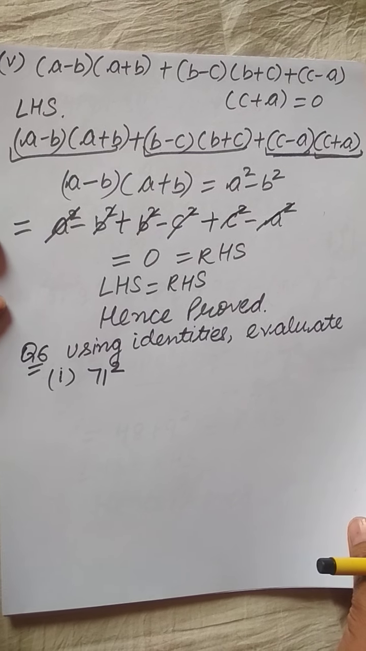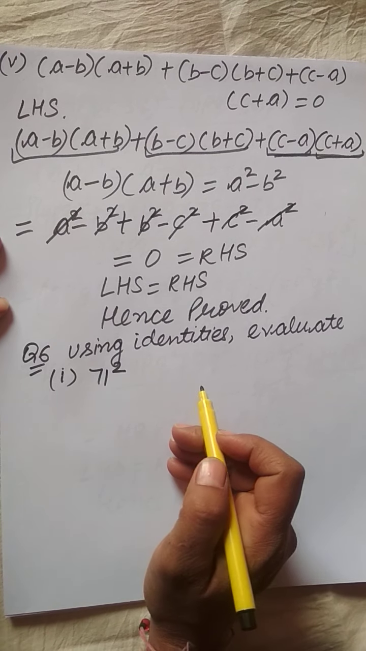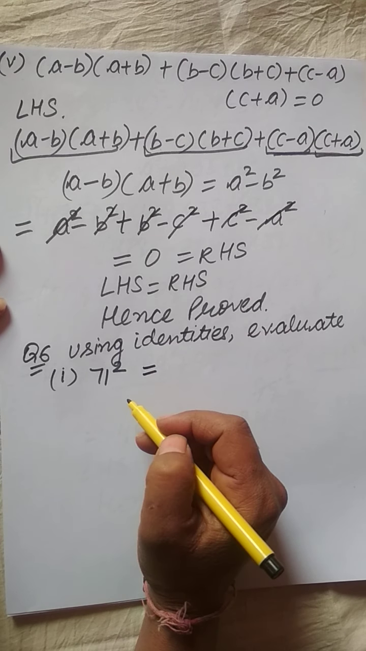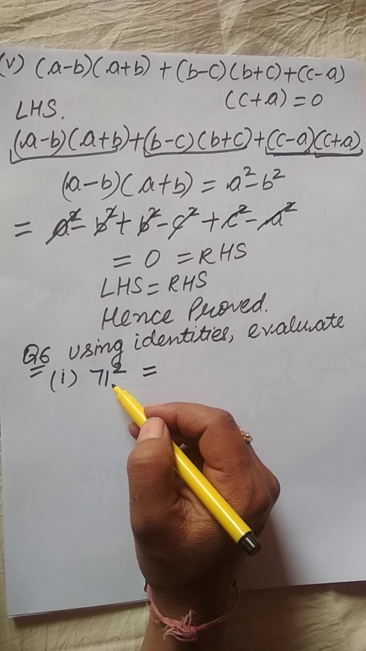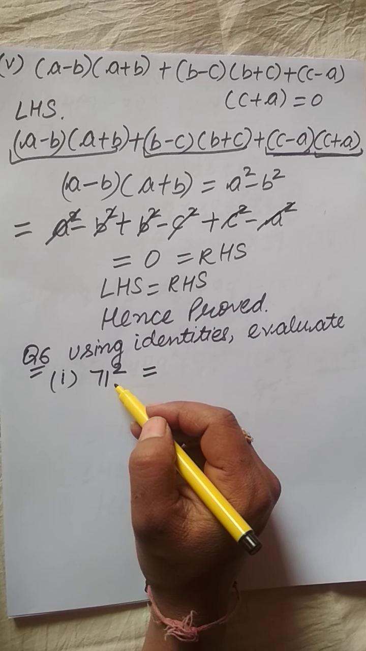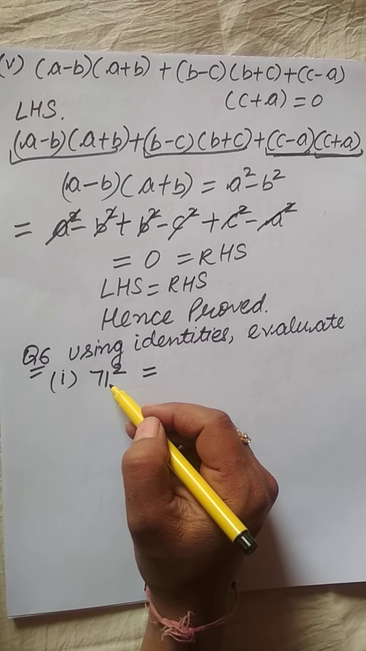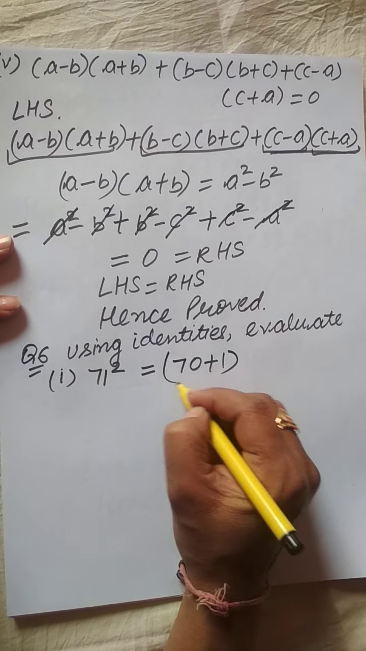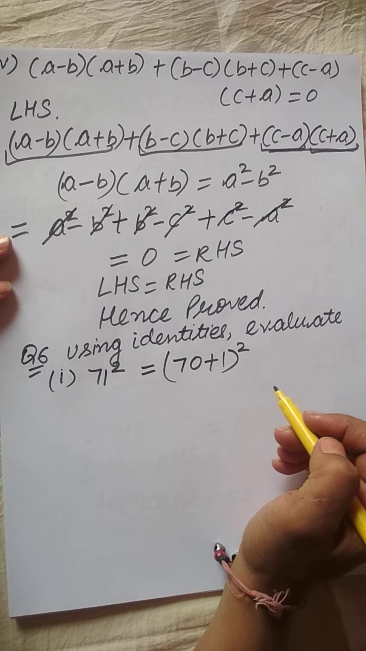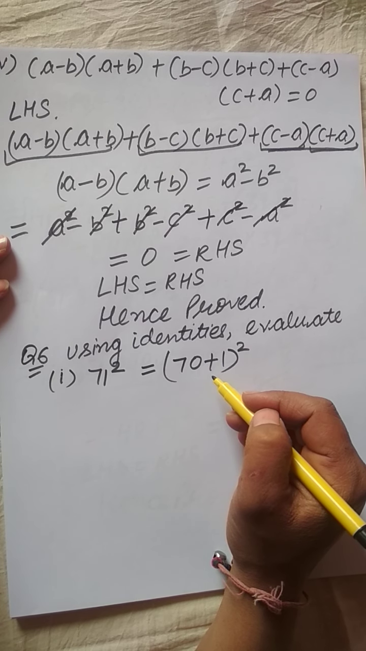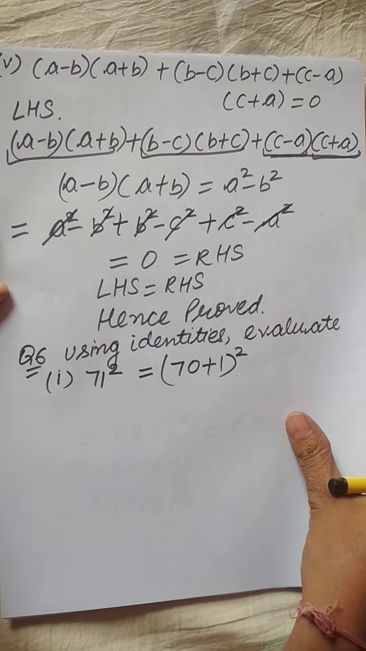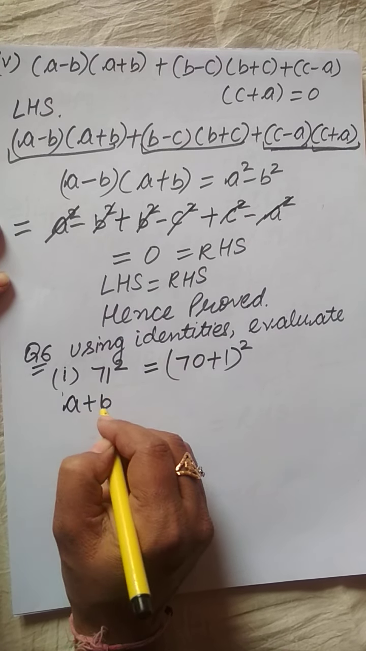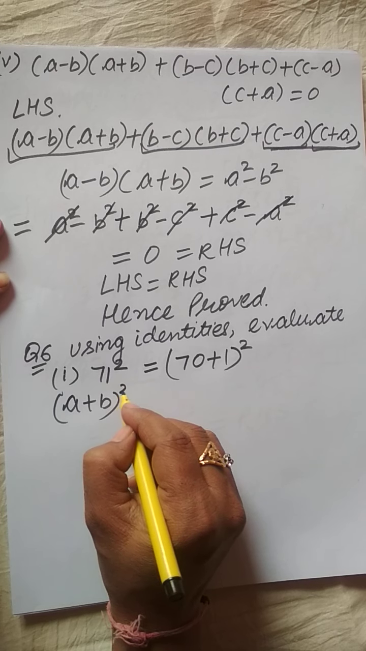Next question is question number 6. Using identities evaluate 71². In this type of questions, we will just change the given number to the nearest tens, hundreds or thousands. As this 71 can be written as (70 + 1)². So now this is converted into the type of (a + b)². So by using identity (a + b)², we will find the value of the square of 71.